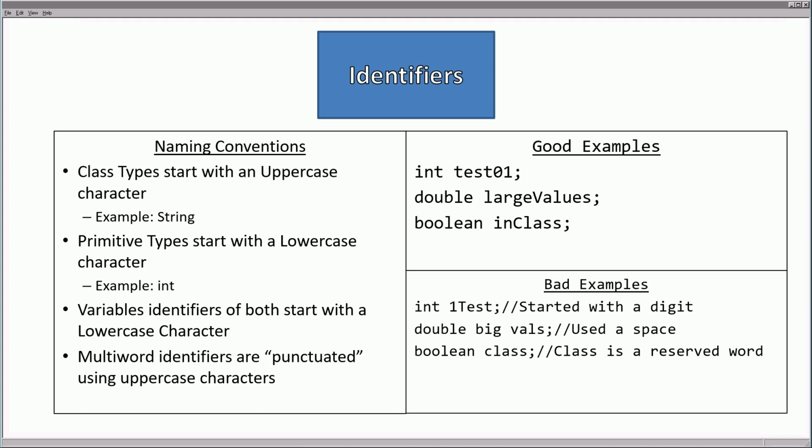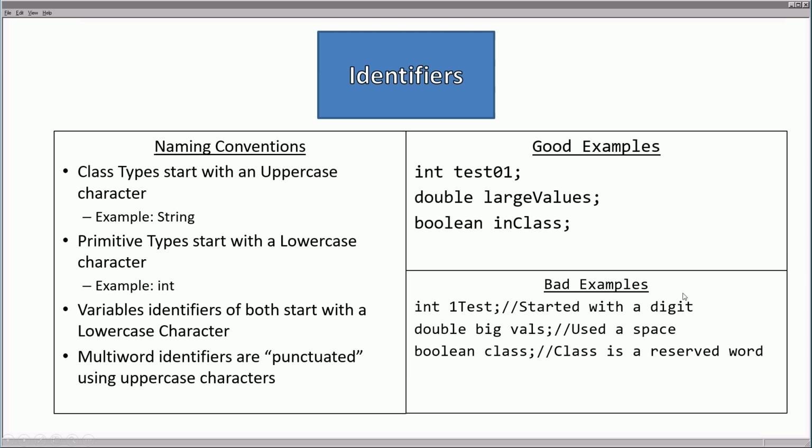Now over here we have some good examples. As you can see, this starts with a lowercase character, and it does not start with a digit. We just put those at the end there, so test1. This double has 2 different words, large and values. Notice that we uppercase the V, and this makes it a little more readable for us. Same thing for boolean, isInClass. We lowercase the first character, but then uppercase every word after that.